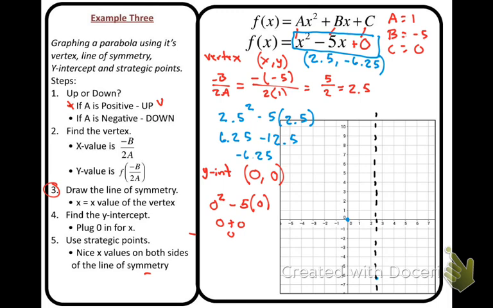to reflect. So this is 1, 2.5. So it's 2.5 away from the axis of symmetry. So we got to go 2.5 away on the other side. So from axis of symmetry to 3 is 0.5, 1, 2. So at 5, we're going to have another point right there.